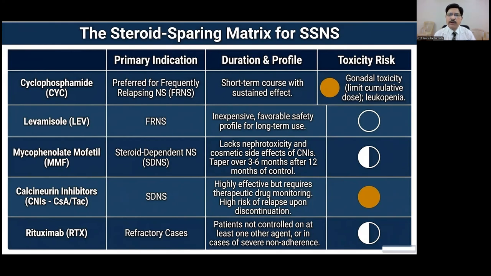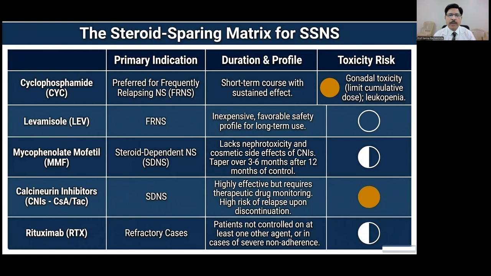So if we are dealing with somebody before prepubertal or in the reproductive age, we will not try to give cyclophosphamide. If somebody is past 50, 60 and had secondary nephrotic syndrome, then you are justified in giving cyclophosphamide. Then levamisole, this is also FRNS. Inexpensive, favorable safety profile, long-term use can be considered a good drug, but it is not very effective.